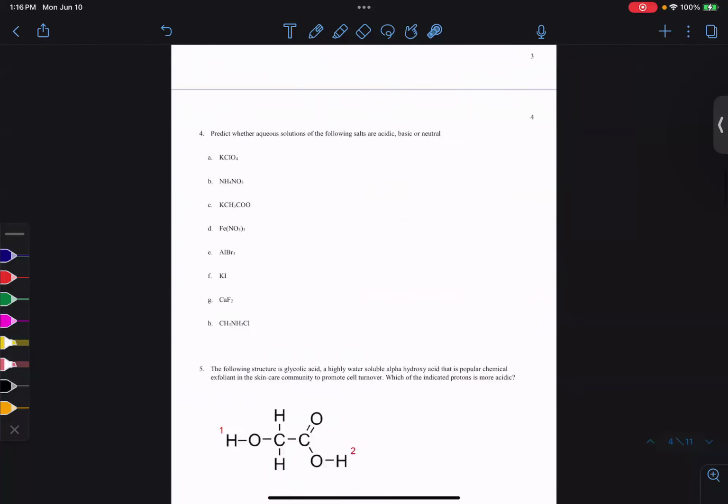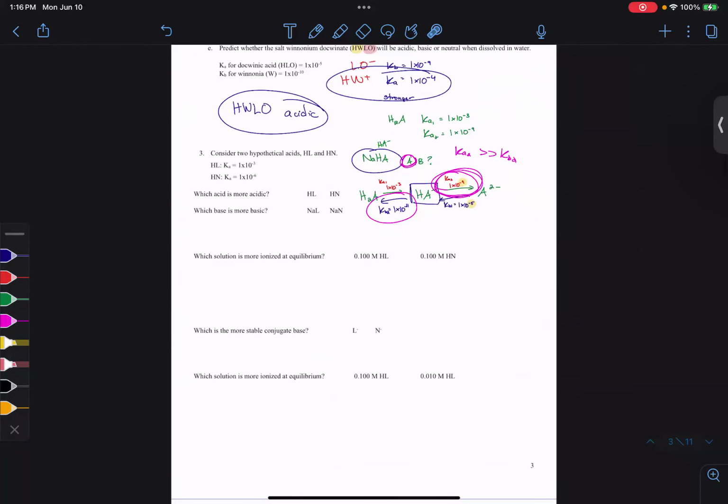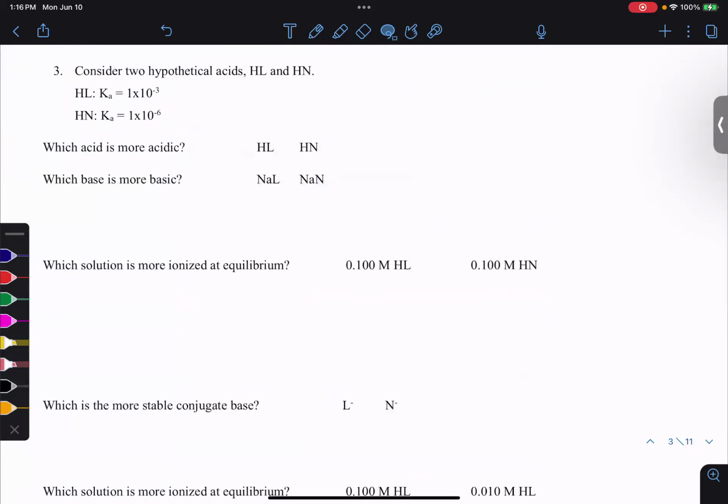Okay, so just a couple more. All right, so let's keep going. I need to delete this so I have room. All right, so let's look at some conceptual things.